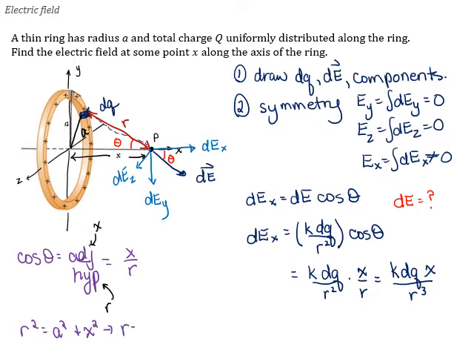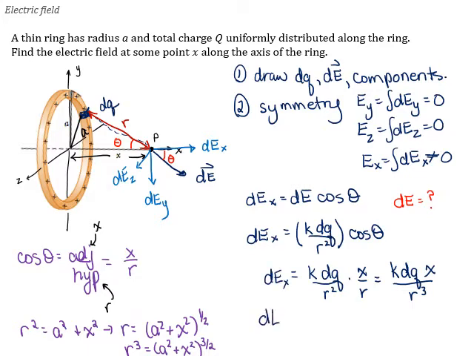That means that r is equal to the square root of a squared plus x squared, or an exponent of 1/2. Now in our equation, we have r cubed, so let's cube our expression for r. Okay, so there's an expression for r cubed. Let's fill that in for our last step here for our dEx.